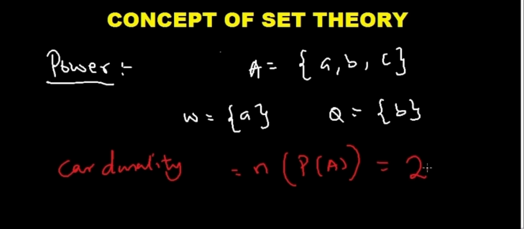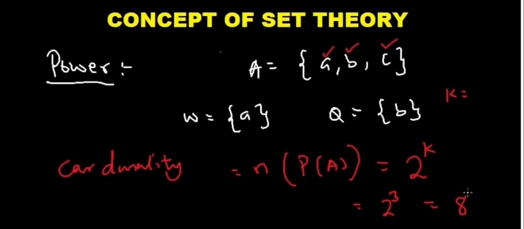is given by 2 raised to the power k, where k is the number of elements in that set. In this case, how many elements do I have? 1, 2, and 3. So I have 2 raised to the power 3. This is to say that there are 8 possible subsets that can be formed from this.